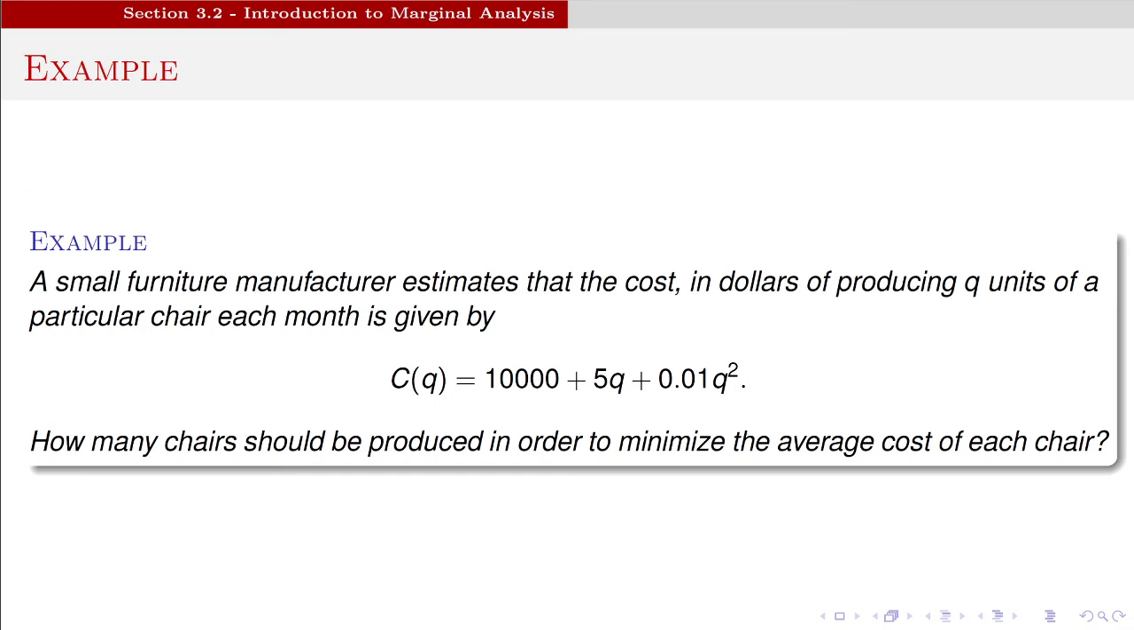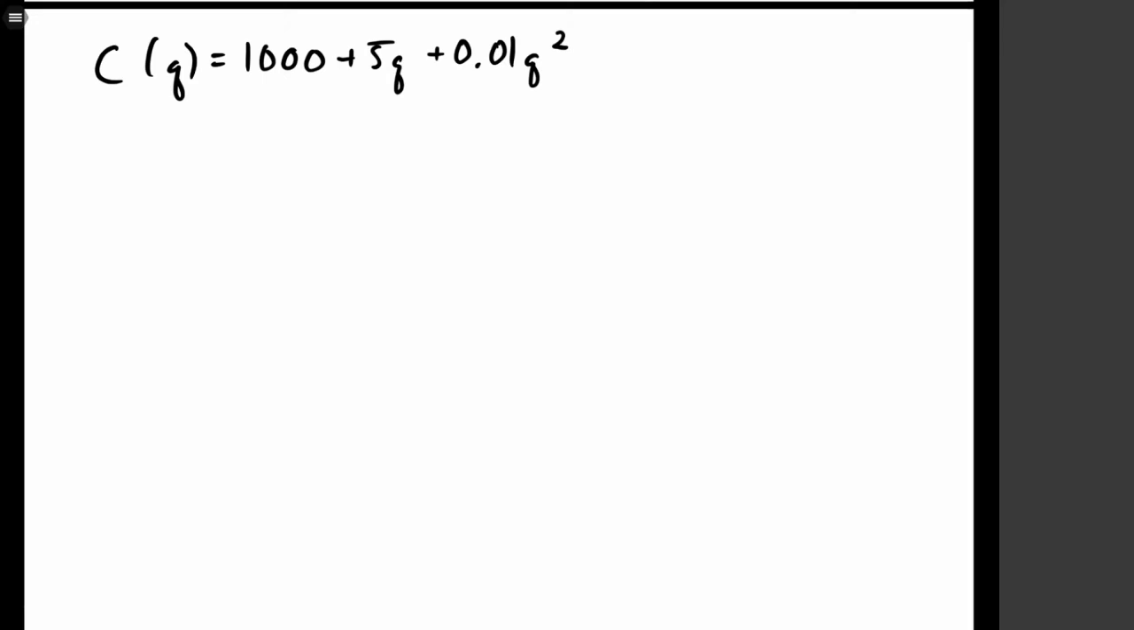All right, so here we have a small furniture manufacturer estimates that the cost in dollars of producing Q units of a particular chair is given by this function, C of Q equals 1,000 plus 5Q plus 0.01Q squared. How many chairs should be produced in order to minimize this average cost? Well, let's do the computation.